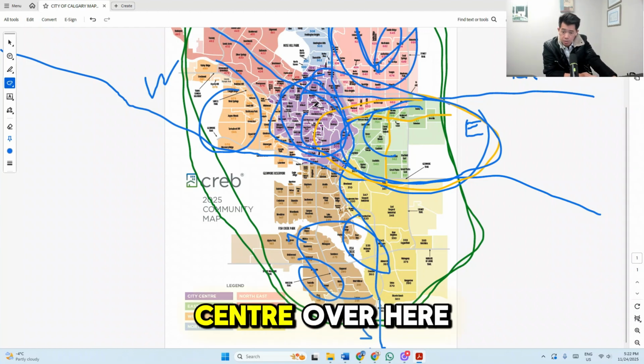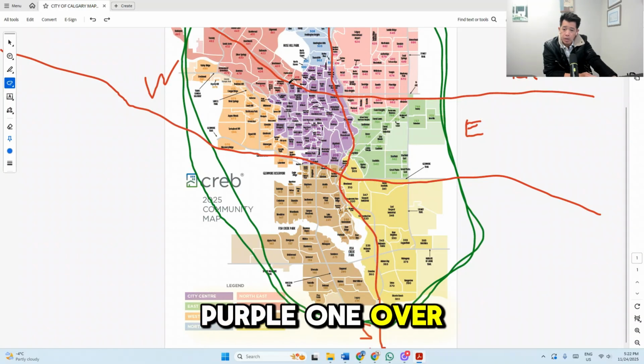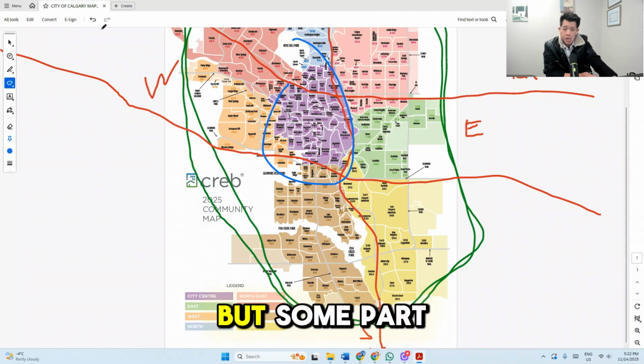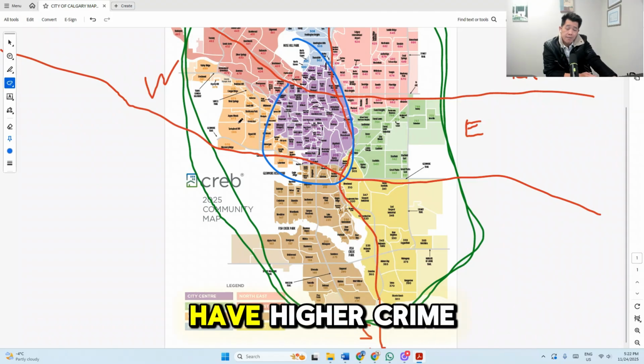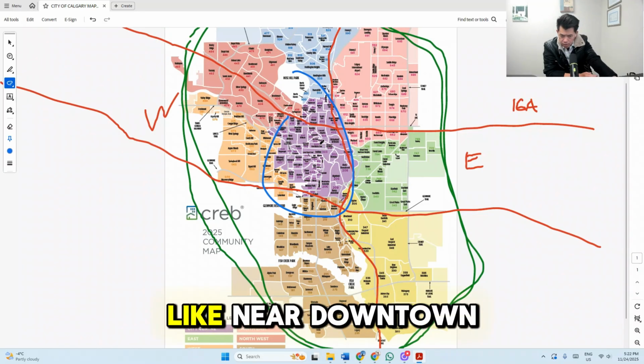In the city center over here, which is downtown and Beltline areas, the purple one, it is convenient, but some parts have a higher crime rate, like Beltline over here. And the middle one, like near downtown.